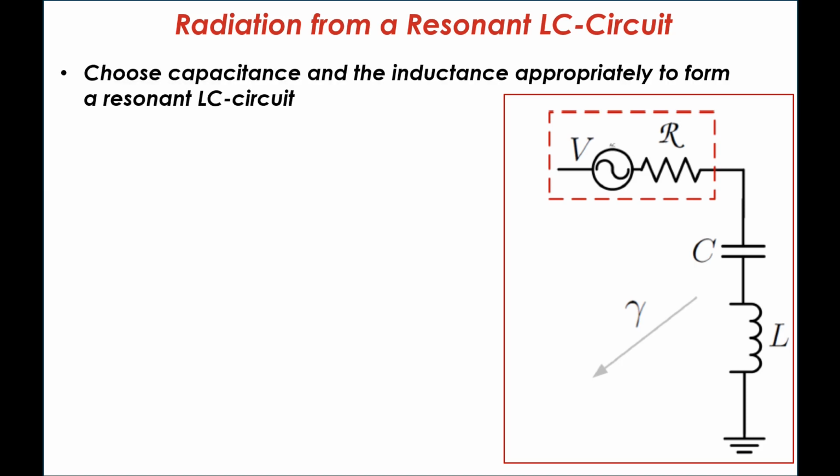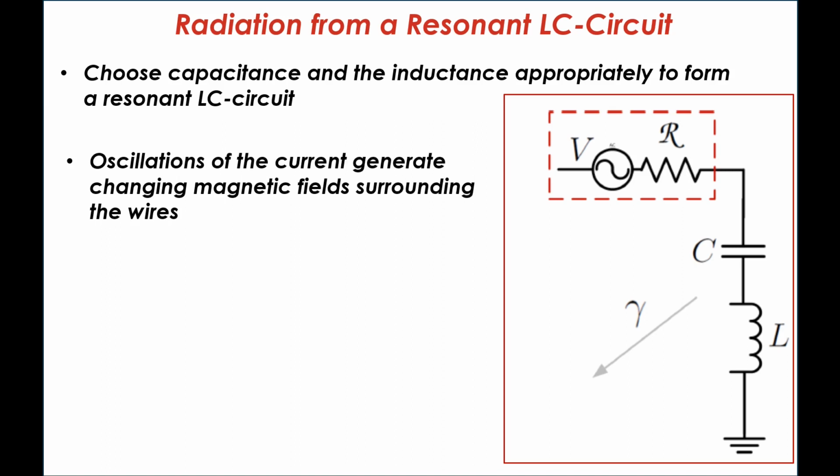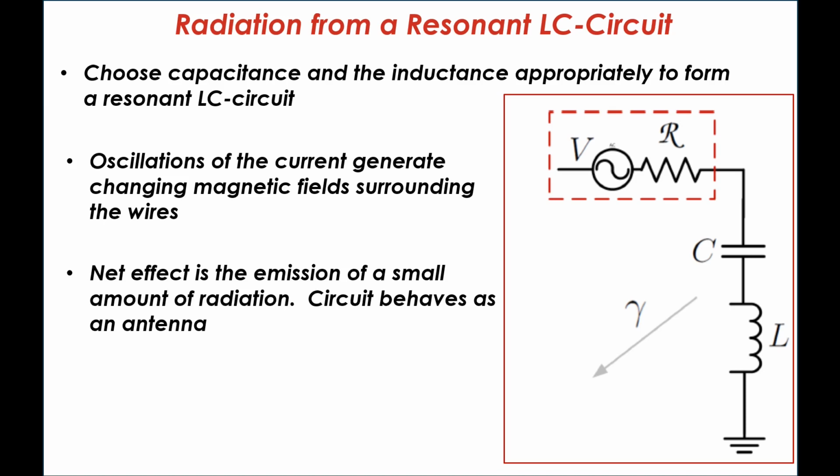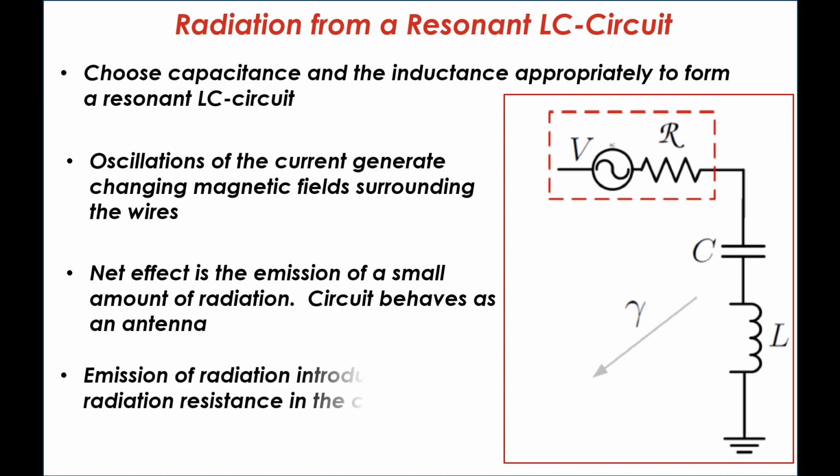An AC power supply connects in series to a capacitor and inductor, producing high-frequency oscillations of the current. This generates changing magnetic fields surrounding the wires, leading to the emission of a small amount of radiation. This qualifies the AC circuit as a radiating antenna. Generally, this is a tiny effect that most people may not be aware of, but it requires the circuit to possess a small radiation resistance in addition to any other ohmic resistance that might be in the circuit.